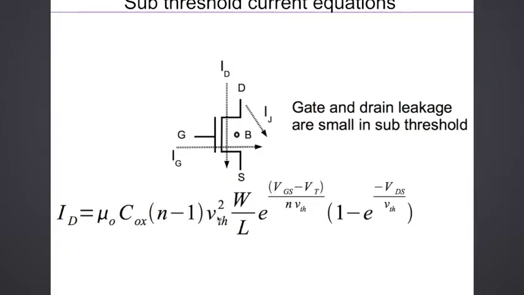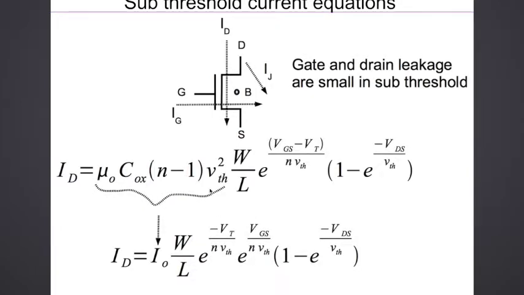So this is the equation which relates the gate source voltage to the sub-threshold current. Now these factors, mu, Cox, N minus 1, VTH squared, we can club together as I0. And then I'm just pulling out e to the minus VT by N VTH. This term I'm just pulling out. And then I'm left with two groups here. One group is independent of the gate source voltage. The other group depends on the voltages at the nodes, the gate source and the drain node.